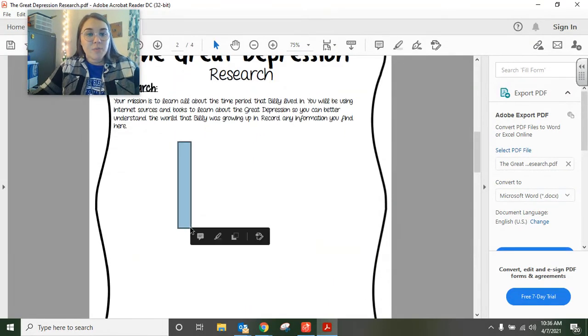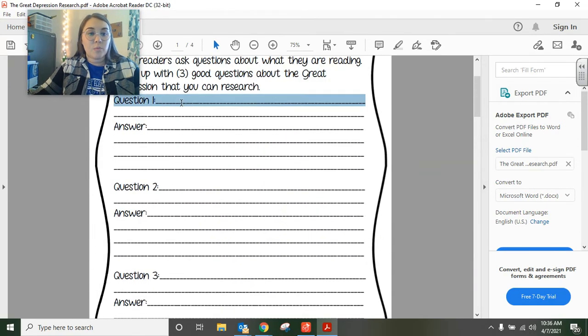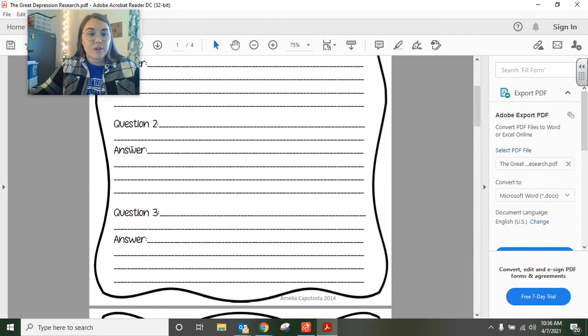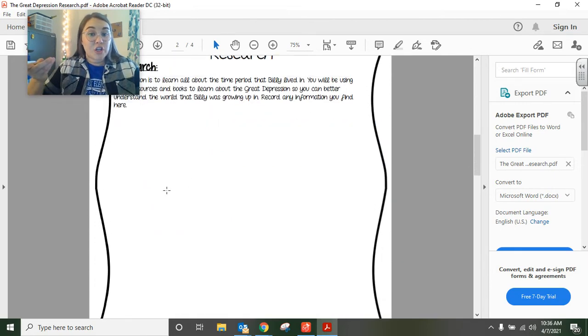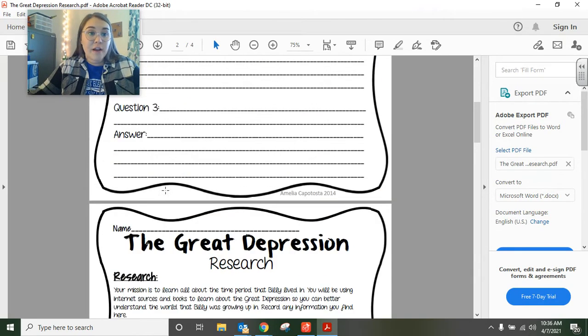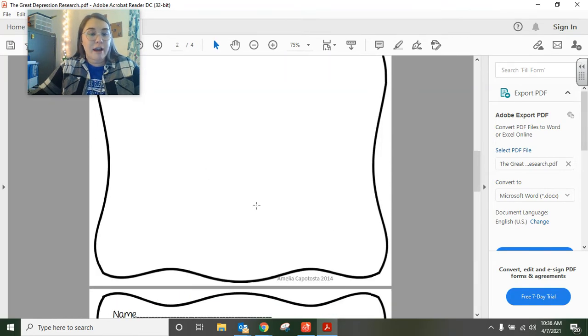And then right here is where you're going to record any information that you find. So you're going to have question 1, your answer, question 2, your answer, question 3, and your answer. Then you're going to research any information that you find about the Great Depression. If you find research that doesn't answer any of your questions, you're going to write it right here.